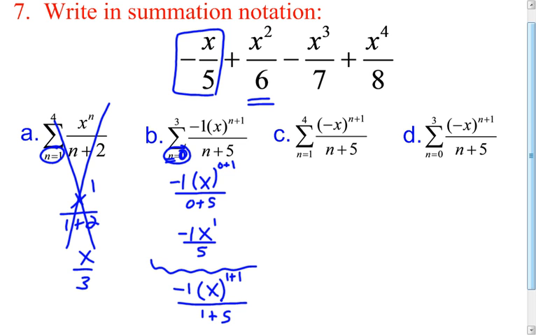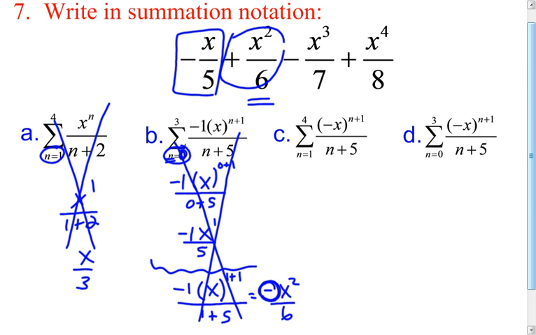That gives me negative x squared over 6. Here's the problem. I got negative x squared over 6, and I should get positive x squared over 6 according to this. My next term right here is positive x squared over 6. So I thought it was there, but it's not. You better check a couple terms because accelerated math, you guys, is going to fool you. Moving on to the next one.